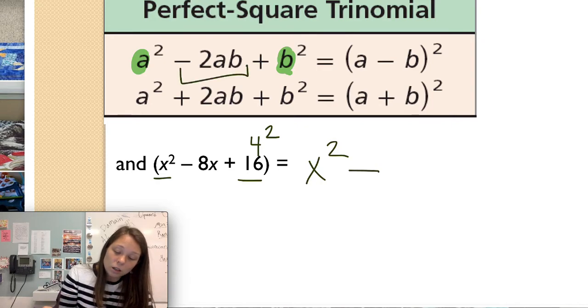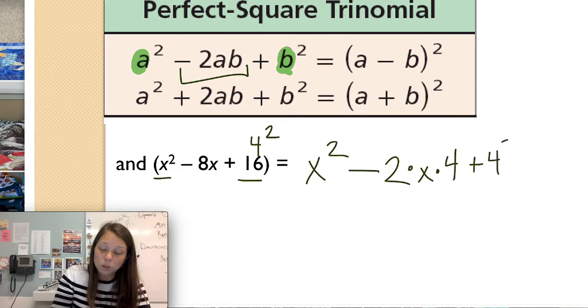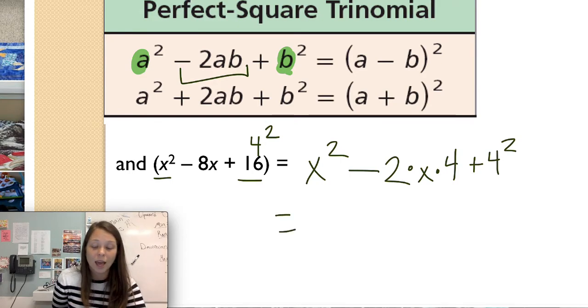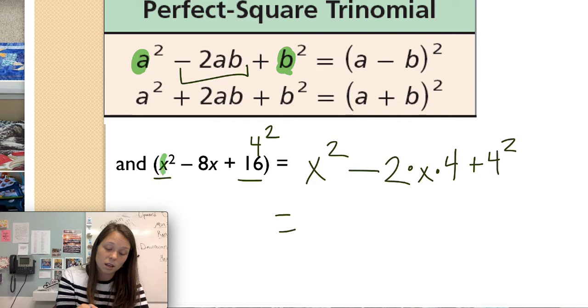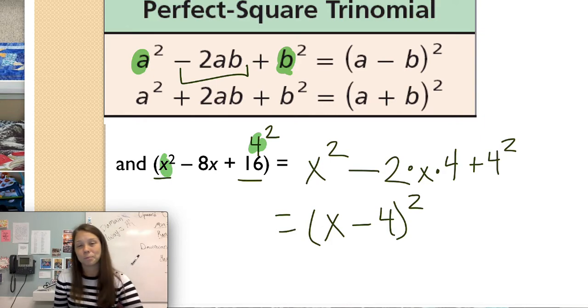Applying that to this middle term then, it would be minus 2 times a, which is 1x, or just x, times b, which is 4, plus our b squared, which is 4 squared. So because I can set this up and clearly identify what an a and a b is in this problem, I know that this will factor into x minus my b, which is 4, quantity squared.